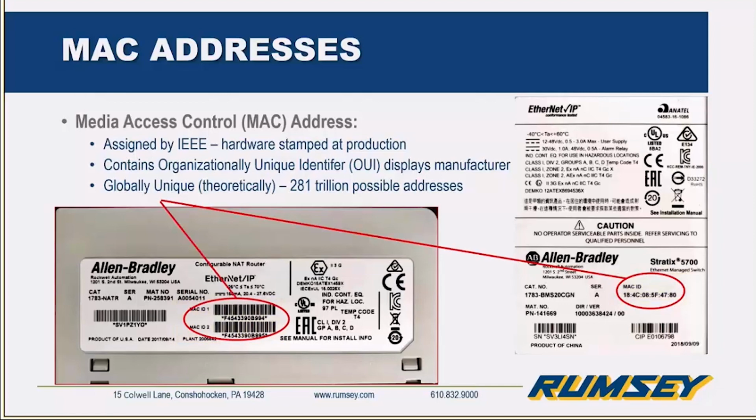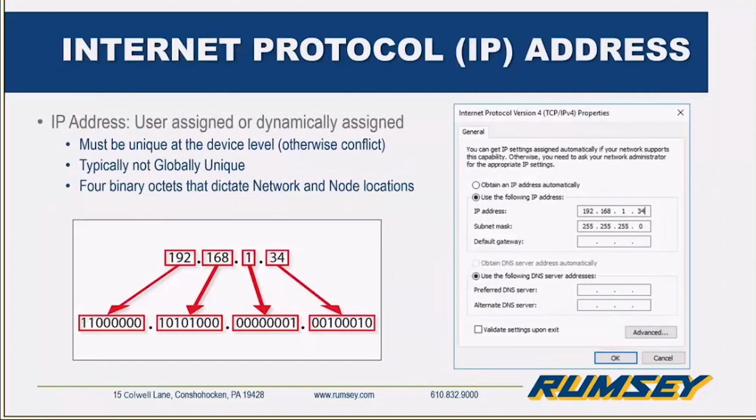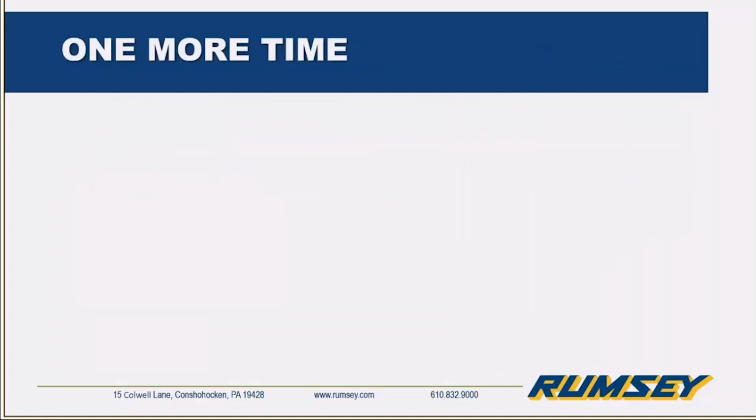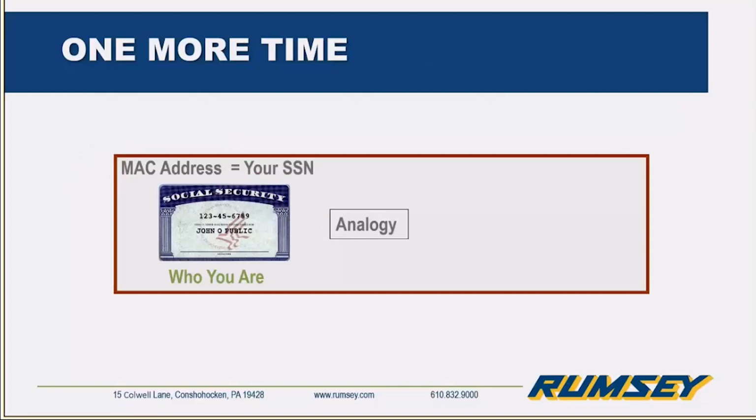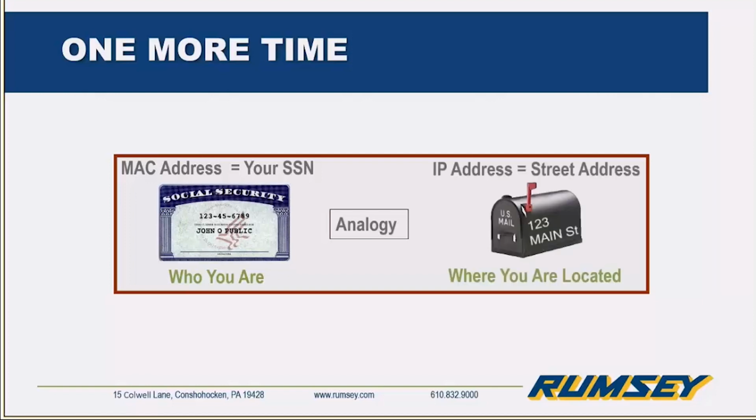An IP address, on the other hand, is assigned by you, the user, and is not globally unique. The address allows identification of what network it is on and what number node they are on the network. So to reiterate, a MAC address is like your social security number. You receive this when you're born, you always have it, it is assigned to you, and it doesn't change. It identifies who you are. An IP address is like your current street address. You live there now, it indicates where you're located.